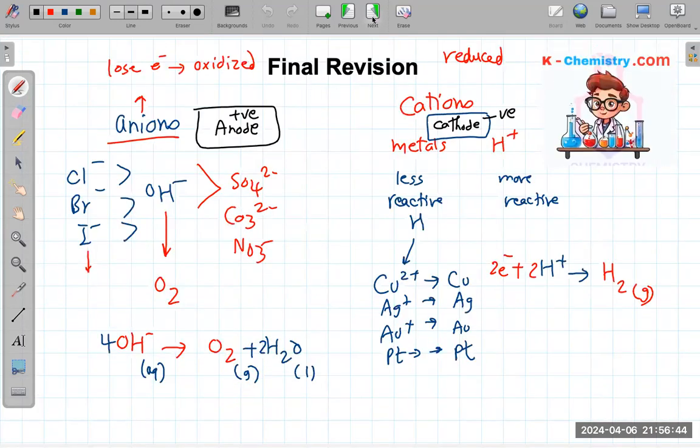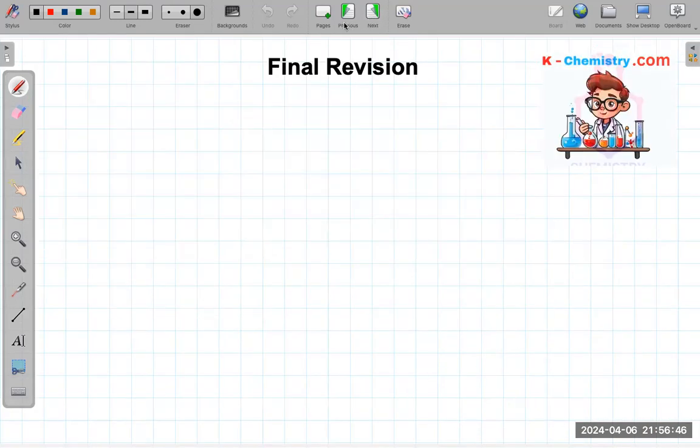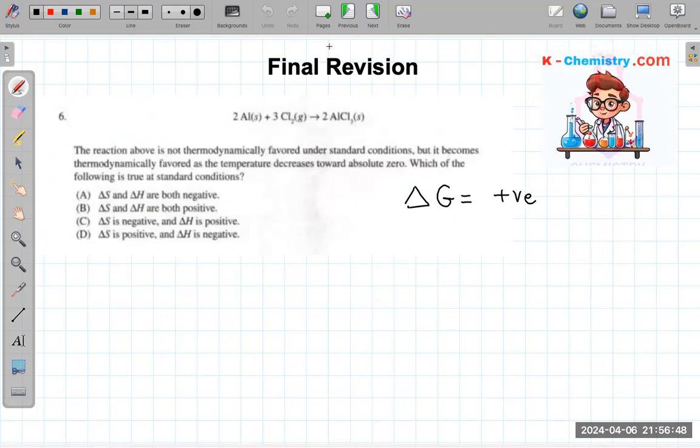And he said that here it is not favored. So he told us that this is not thermodynamically favored. It will be only favored if what? If it is negative delta G, and this happens when they are both negative. I cannot say both positive because if it is both positive, it will be only favored at high temperatures, not low temperatures. Okay, right. So the answer, of course, is A.